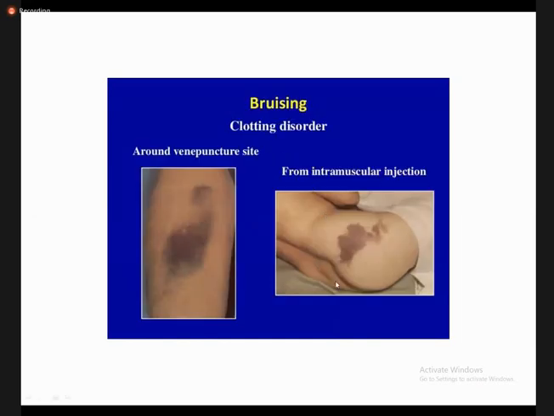Then we were discussing the bruises and ecchymosis. So this is one of the lesions showing from an intramuscular injection, and this is from a venipuncture. They have clotting and bleeding deficiencies, so blood accumulates around the small vessels in the skin or in the muscles. So the patient can get these kinds of pictures.